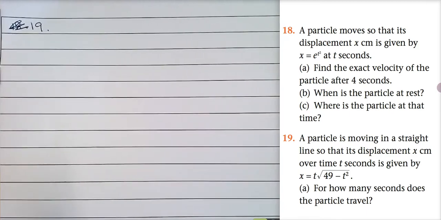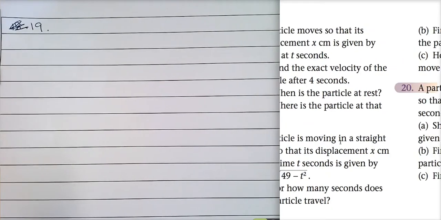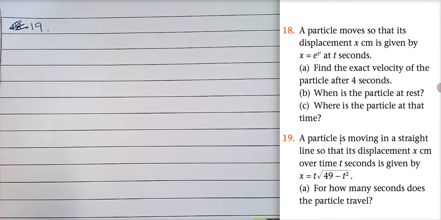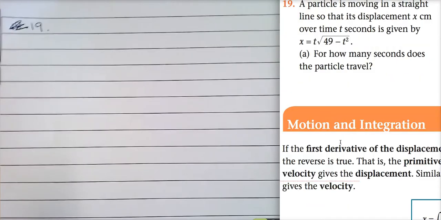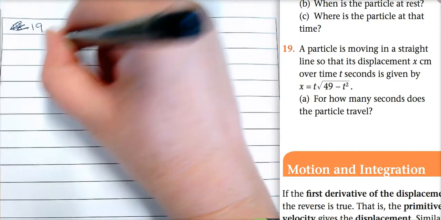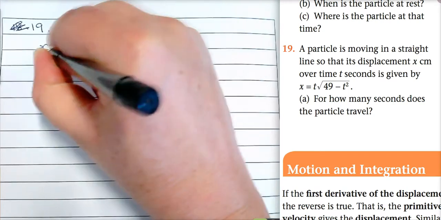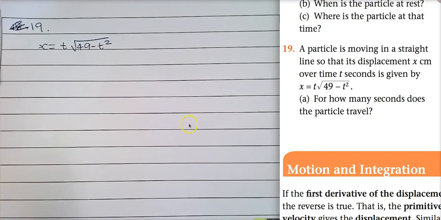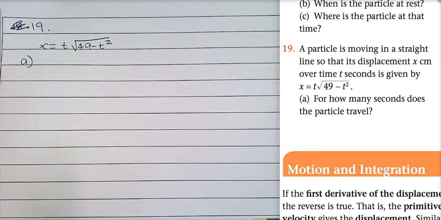Going to do is question 19. So part A is there and part B and C are here. Okay, so start with question 19A. A particle is moving in a straight line so that its displacement x centimetres over time is given by that. Now, what sort of rule are you going to need to use to differentiate? Okay, yes. First question is, for how many seconds does the particle travel? It says, for how many seconds does the particle travel? We haven't seen questions like this, all right?